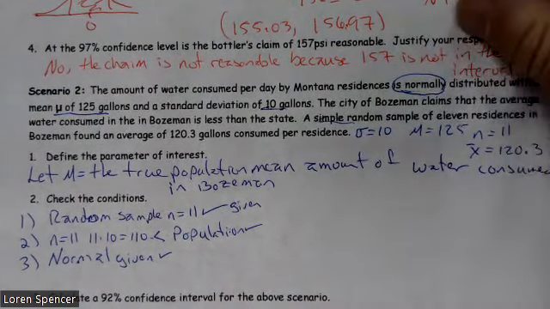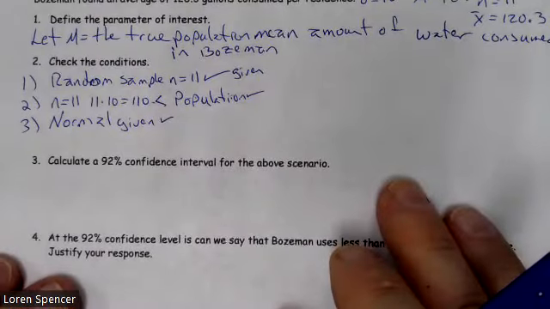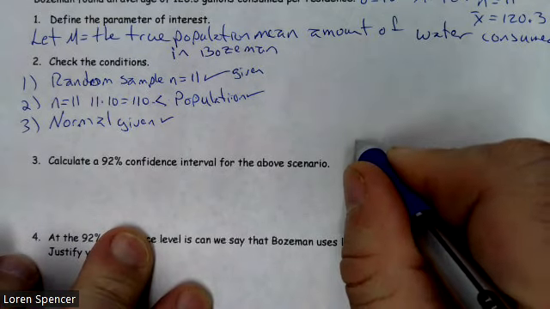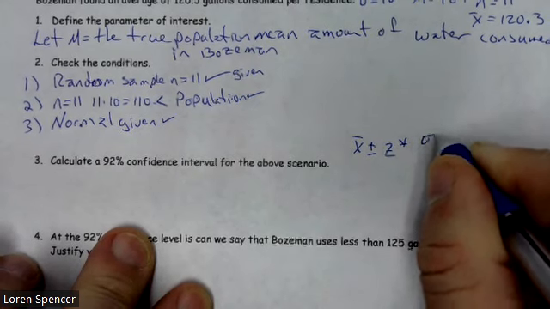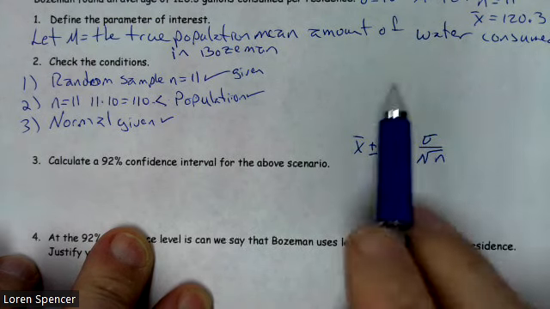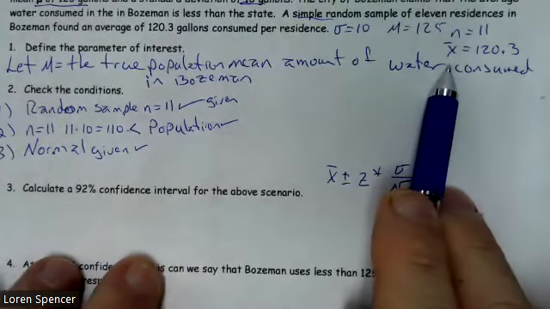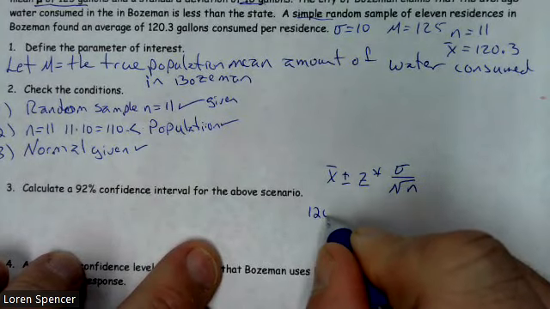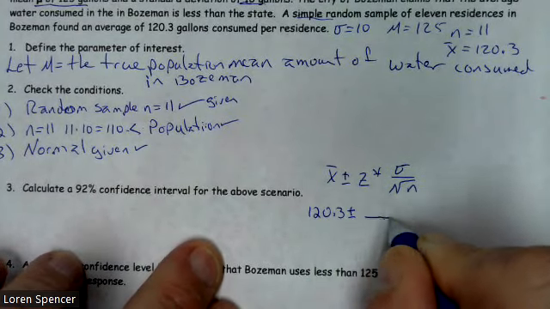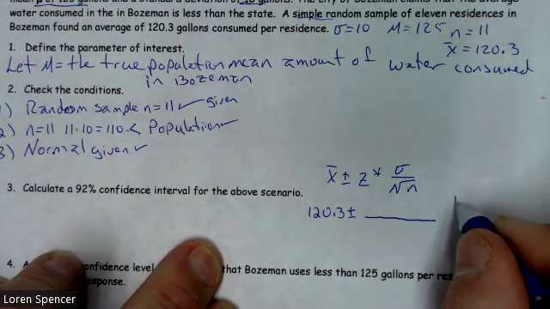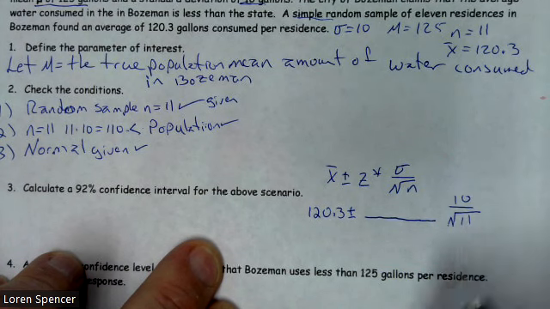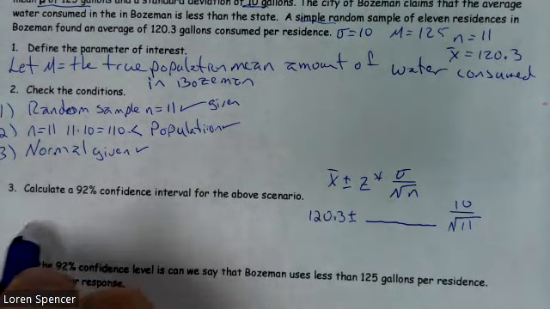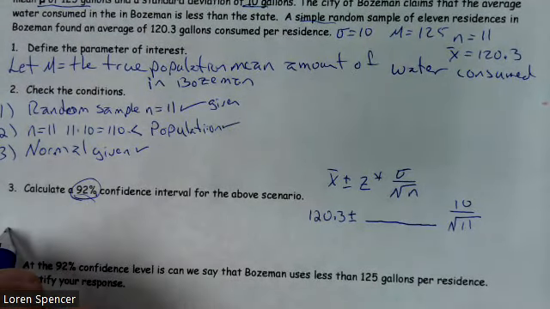All right, it says calculate a 92% confidence interval for the above scenario. Well, let's go ahead and start by writing my formula. x bar plus or minus z star, the standard deviation divided by the square root of n. And we'll start plugging in what we know. We know x bar is 120.3, 120.3 plus or minus. We don't have z star, but we do have our standard deviation of 10, and we have a sample size of 11. So we have everything plugged in we know, but we don't know z star. But they want us to calculate that. It's giving us a percent.